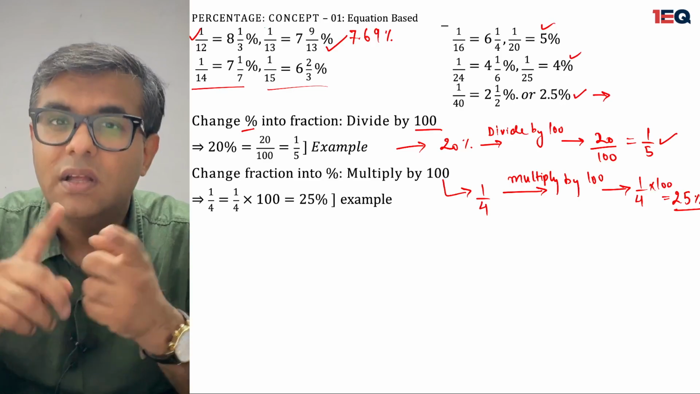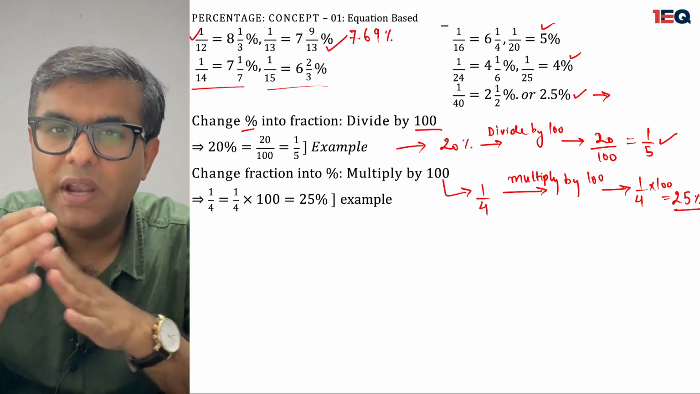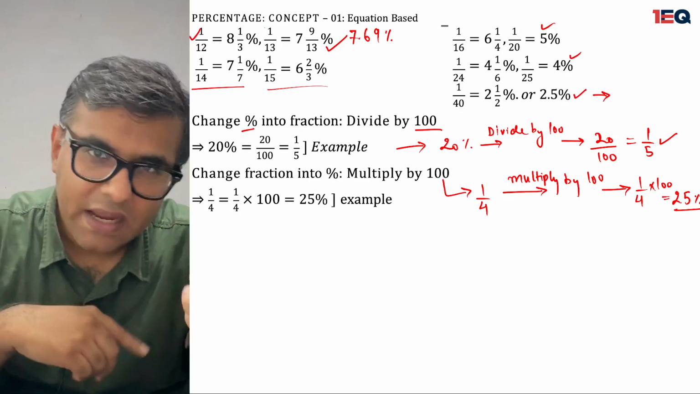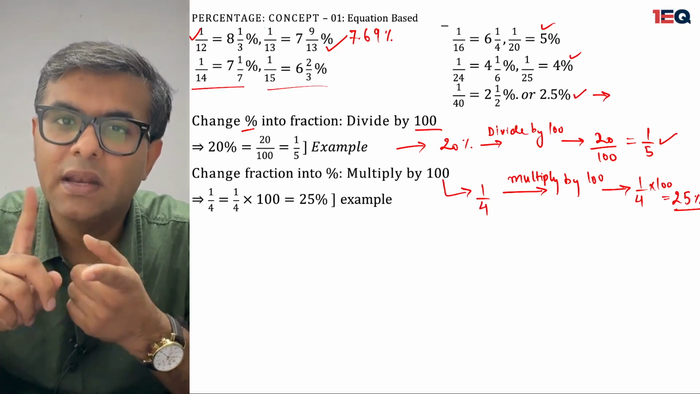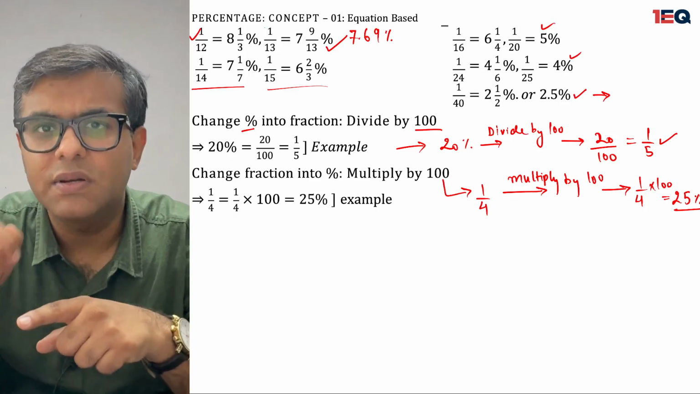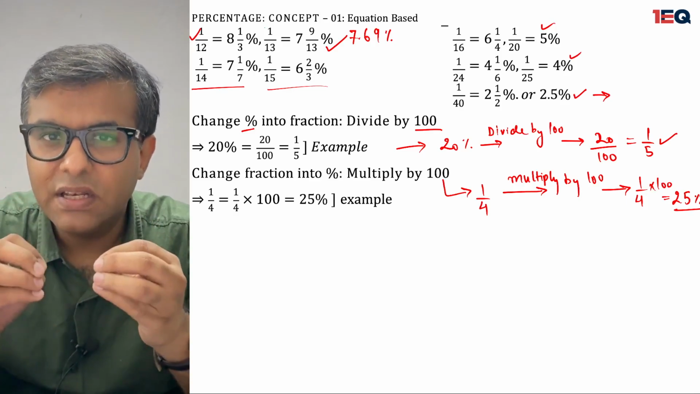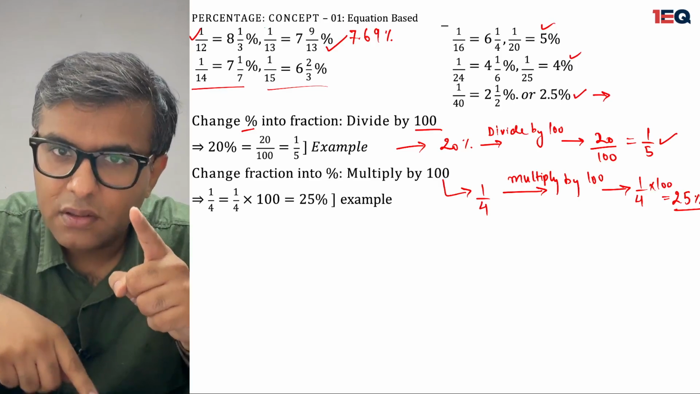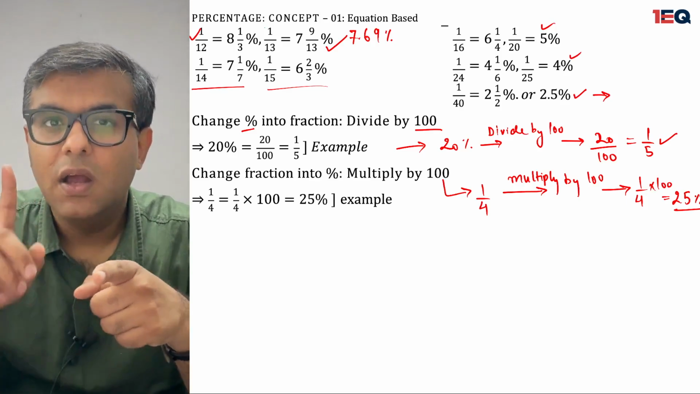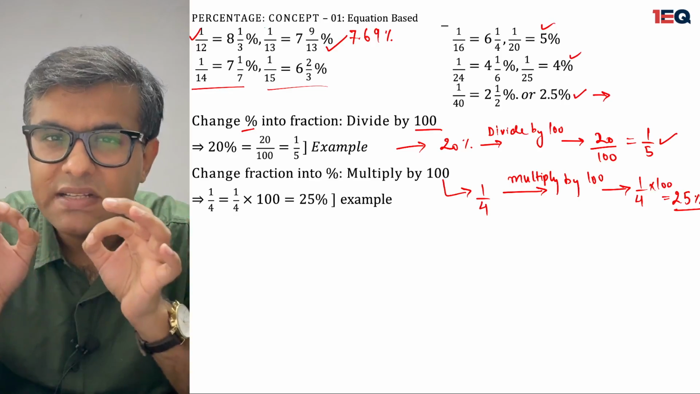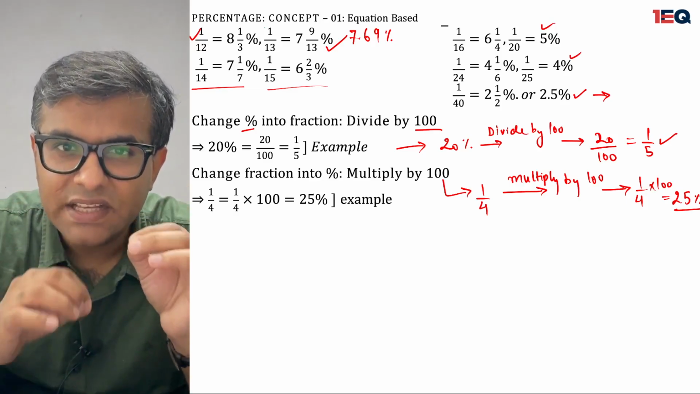1 by 12 is a little interchangeable with 1 by 8. 1 by 12 is equal to 8.33%. I'm going back. 1 by 8 is equal to 12.5%. 1 by 9 is 11 1 by 9%. 1 by 10 is 10%. 1 by 11 is 9 1 by 11. 1 by 12 is 8 1 by 3%. 1 by 13 is 7.69%.